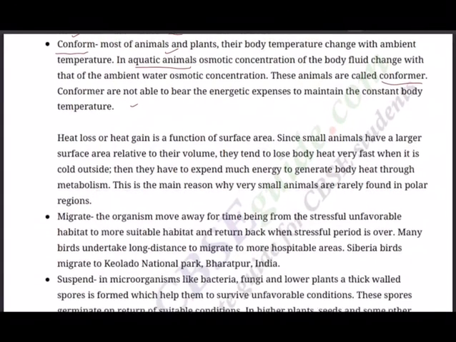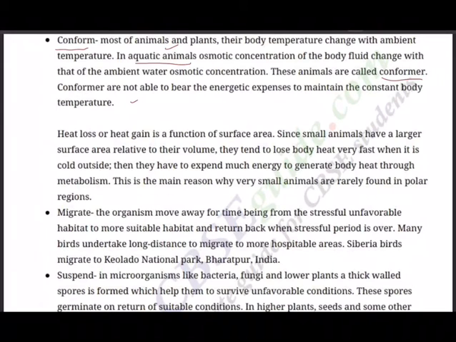Heat loss or heat gain is a function of surface area. Since small animals have a larger surface area relative to their volume, they tend to lose body heat very fast when it is cold outside. Then they have to expend much energy to generate body heat through metabolism. How do you generate the heat? Through metabolism. So this is the main reason why very small animals are rarely found in polar regions. This is the reason, because of the surface area.